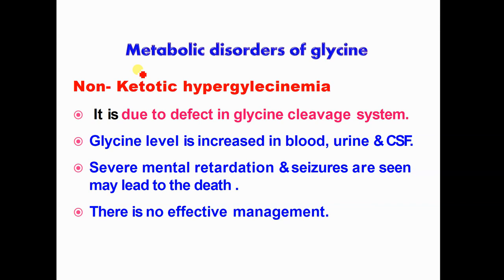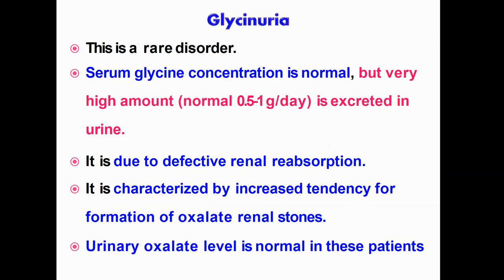Metabolic disorders of glycine are very important from the exam point of view. Among them, one is non-ketotic hyperglycinemia. It is due to a defect in the glycine cleavage system. Glycine level is increased in blood, urine and CSF. Severe mental retardation and seizures are seen, which may lead to death. There is no effective management.